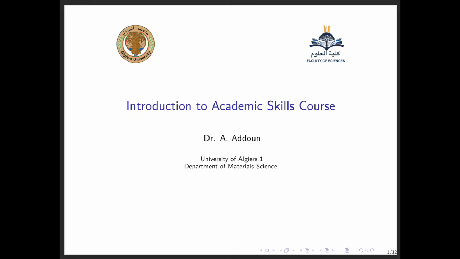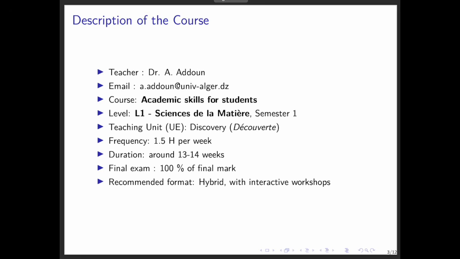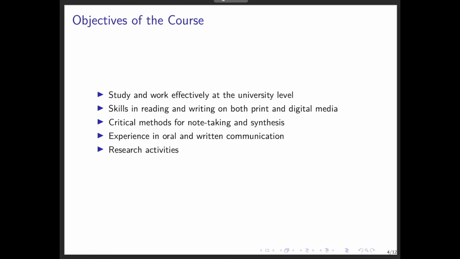This session begins with a brief overview of the course, including its objectives and prerequisites. After that, we'll look at the course content and highlight the key elements of academic foundations and success. The course Academic Skills is designed for first-year undergraduate students in materials science. It's a discovery unit, taught once a week for 1.5 hours, and assessed through a final exam at the end of the semester. So, what are the main objectives?